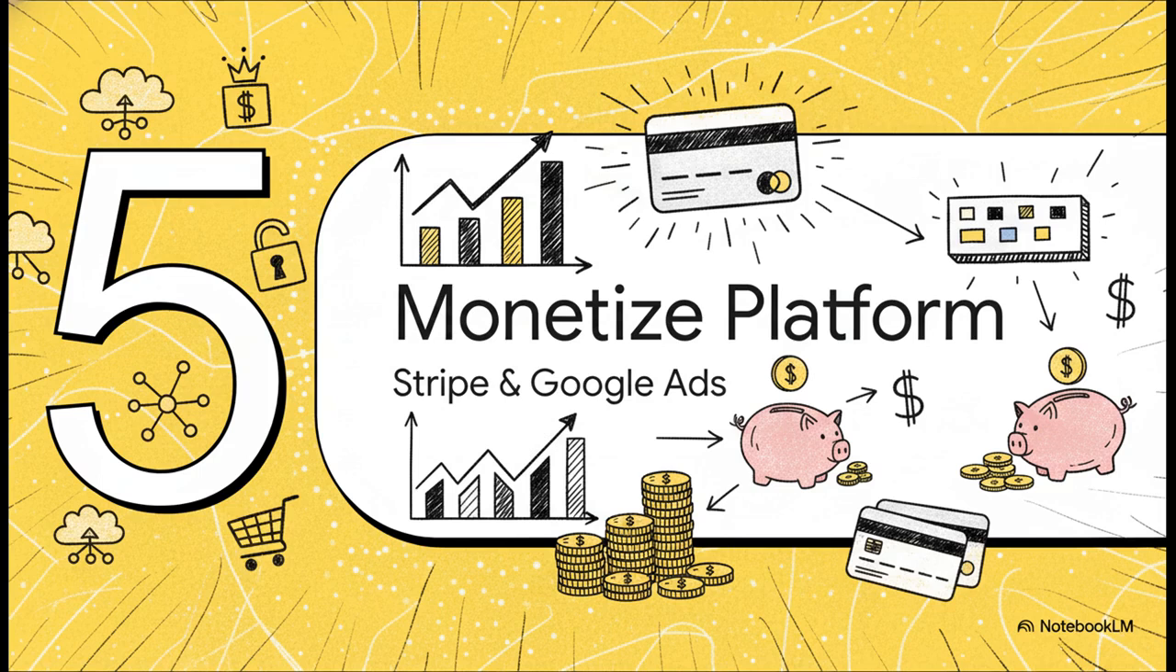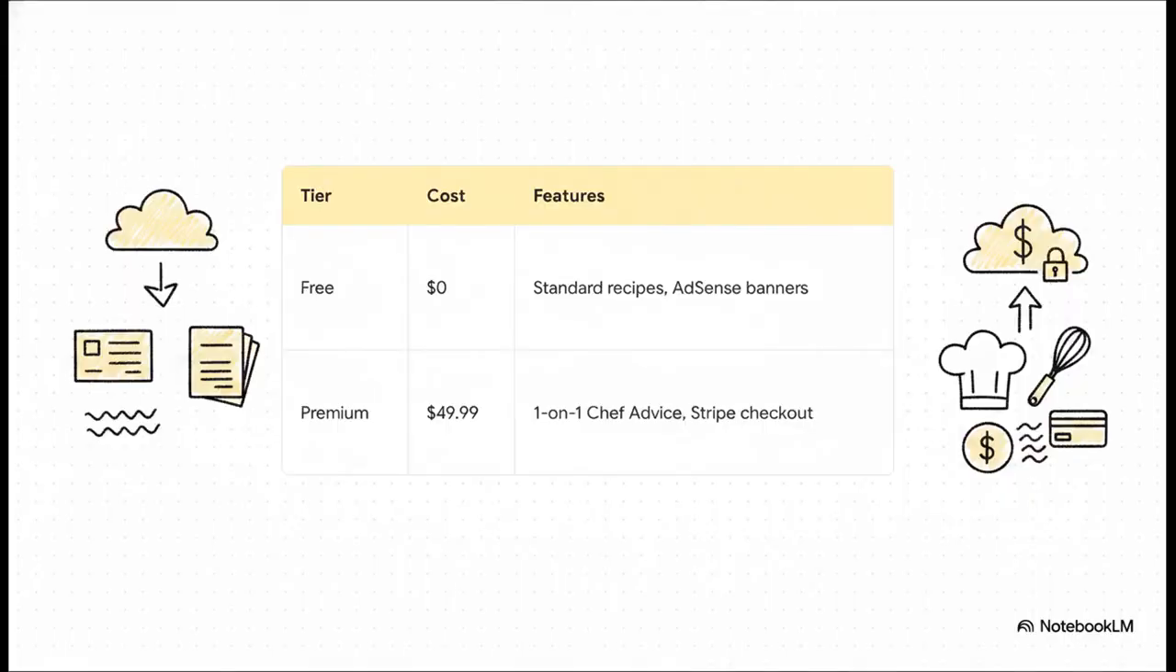This brings us to the final and definitely the highly anticipated step of the build, monetizing the platform. We're going to integrate both active premium features and passive ad income to mirror the massive monthly revenue of the site we're reverse engineering. And this brilliantly illustrates our dual monetization strategy. On one side, we have a free tier supported passively by Google AdSense banners, granting users standard recipe access. But on the other side, we have a premium tier.